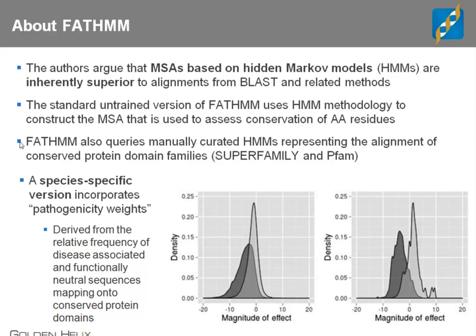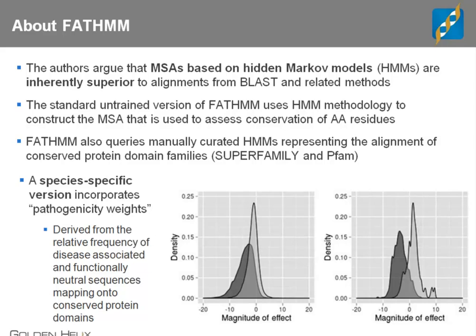So the standard untrained version of Fathom uses these hidden Markov models to make the MSA, and then that is used to assess conservation of amino acids. In a lot of ways it seems similar to SIFT. In fact, they cite the original SIFT paper as being one of their primary inspirations, if you will, for creating Fathom. But then it also takes an extra step of looking at a manually curated library of alignments for conserved protein domain families taken from the PFAM and superfamily resources.